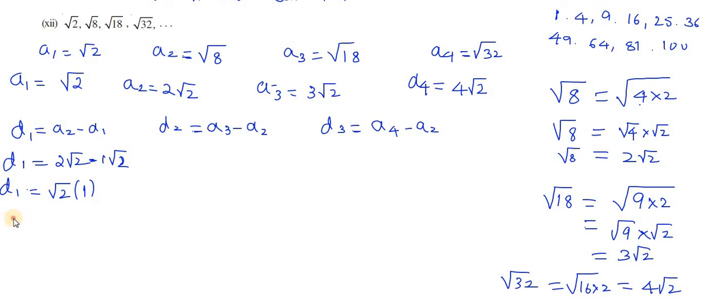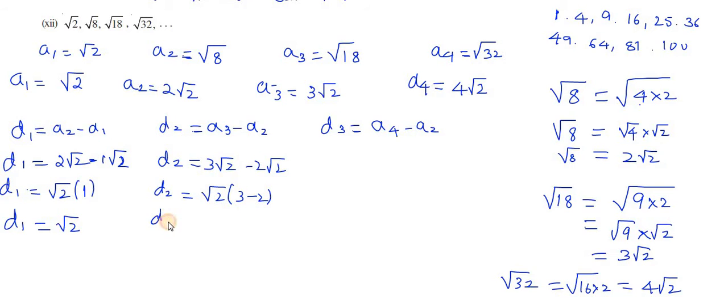So therefore d1 is equal to root 2 into 1, which is root 2. Okay, now what is d2? d2 is equal to a3 minus a2. What is a3? 3 root 2 minus a2, 2 root 2. So therefore d2 is equal to, you can take out the square root of 2 as common, then 3 minus 2.